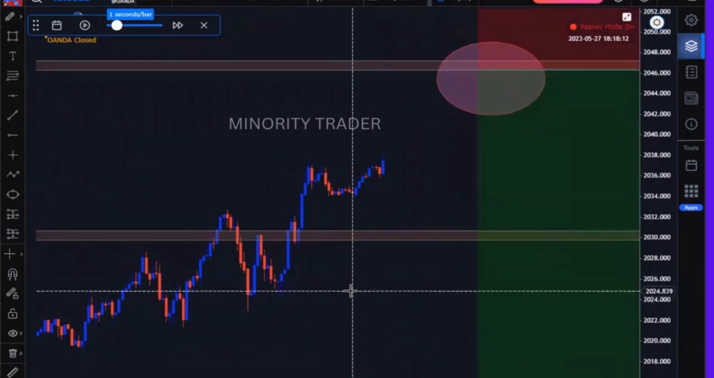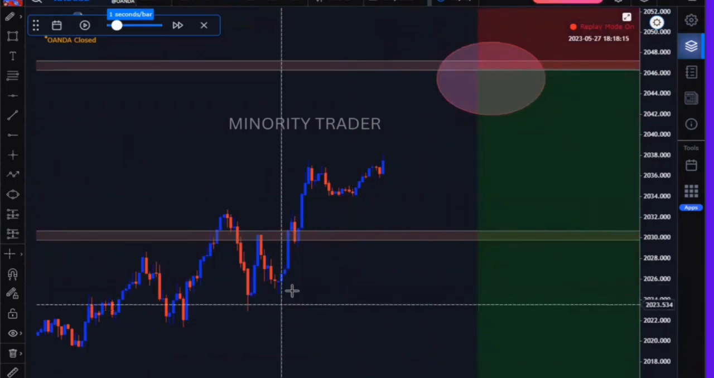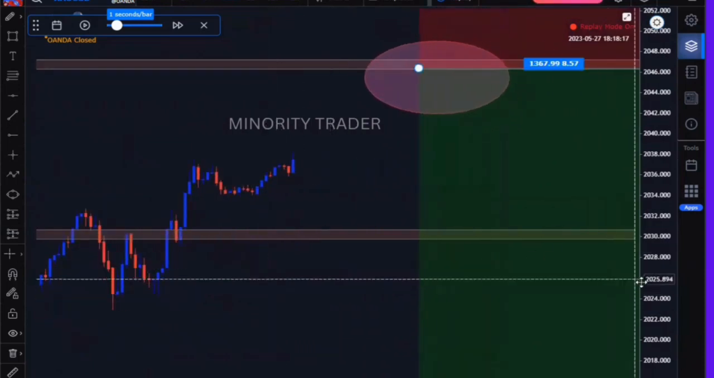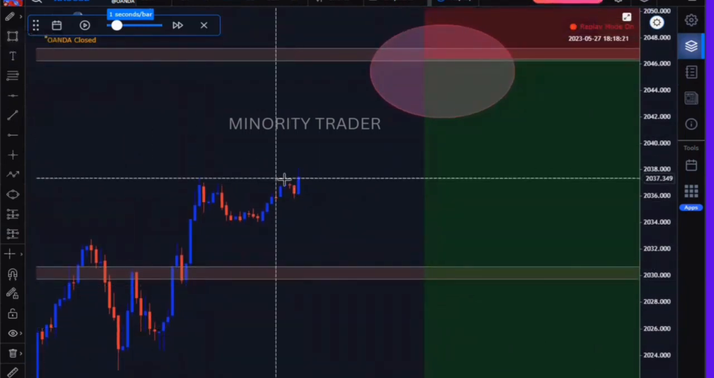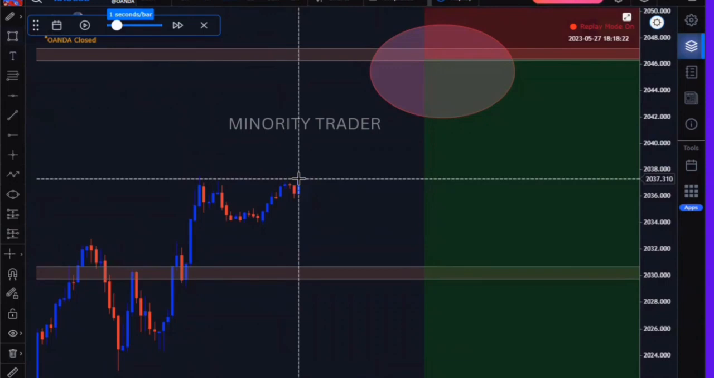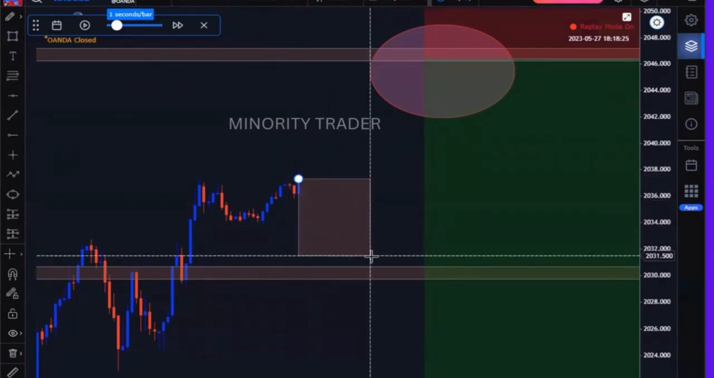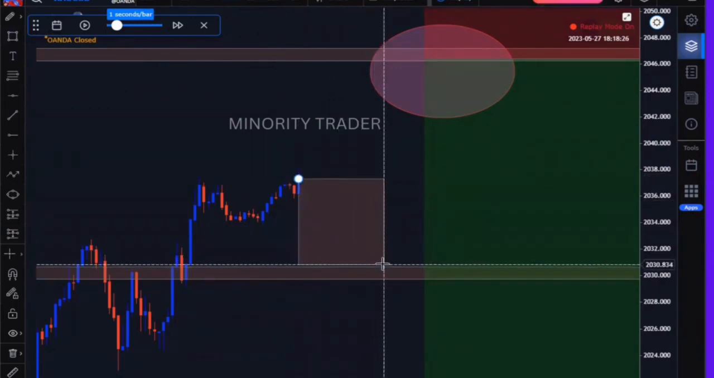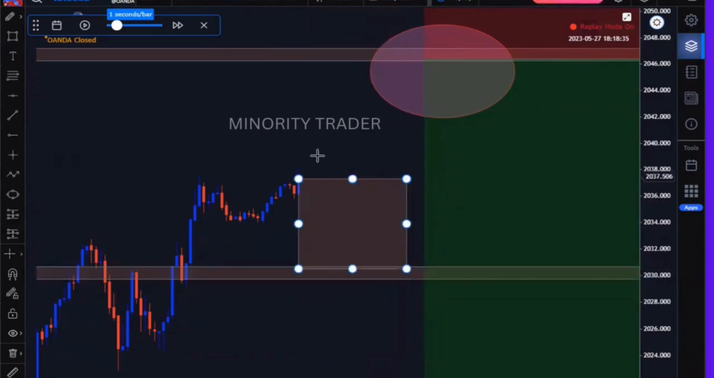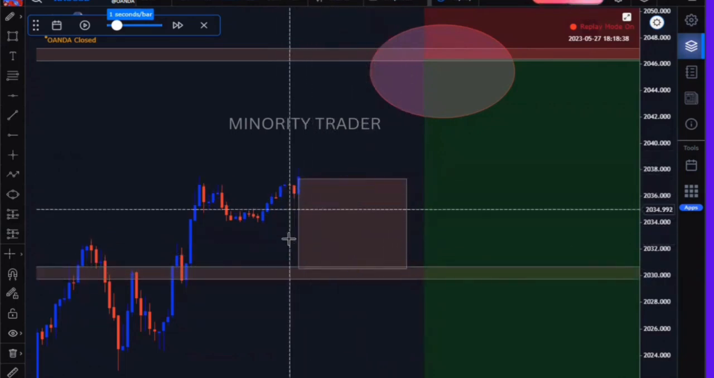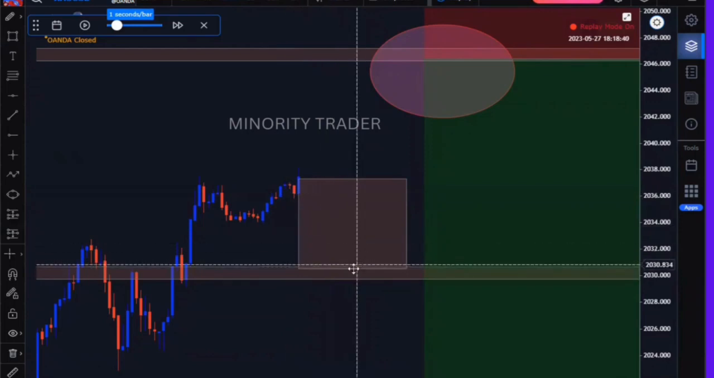The first thing you need to do is to identify the Asian session and see what type of price action you get. So we need to identify our Asian session, which usually starts from around 8. This is the Asian session box, up to around 2 in the morning. This is the Asian session box that we have identified.